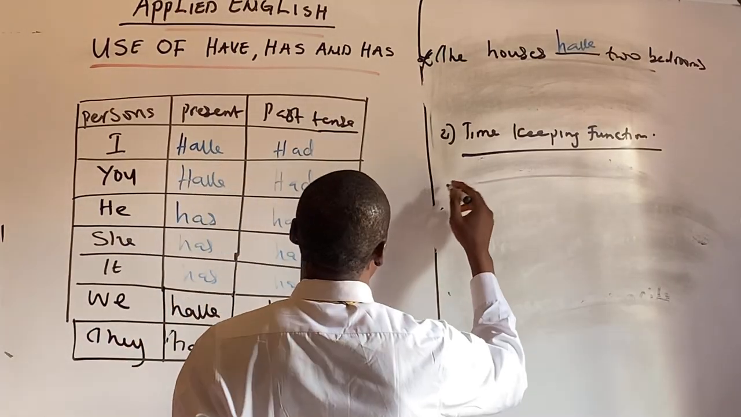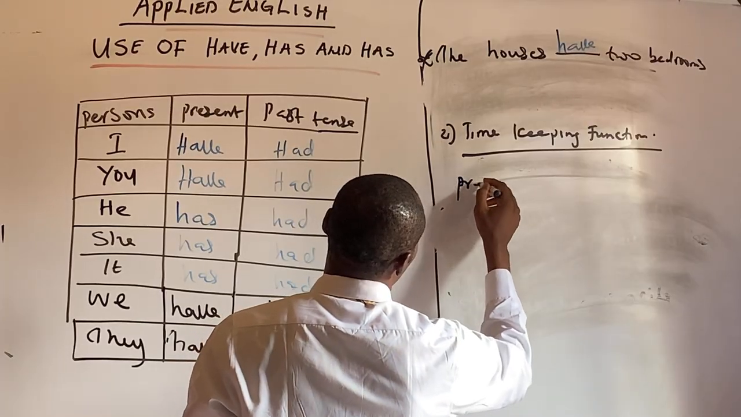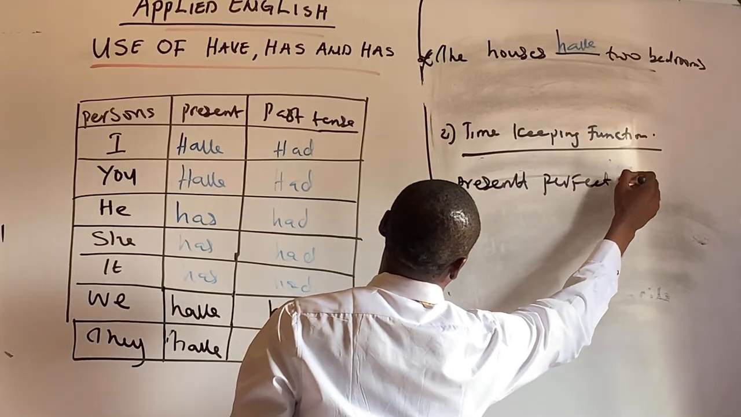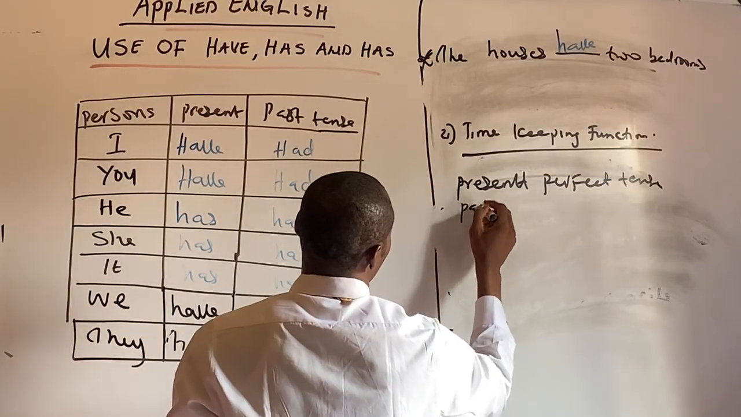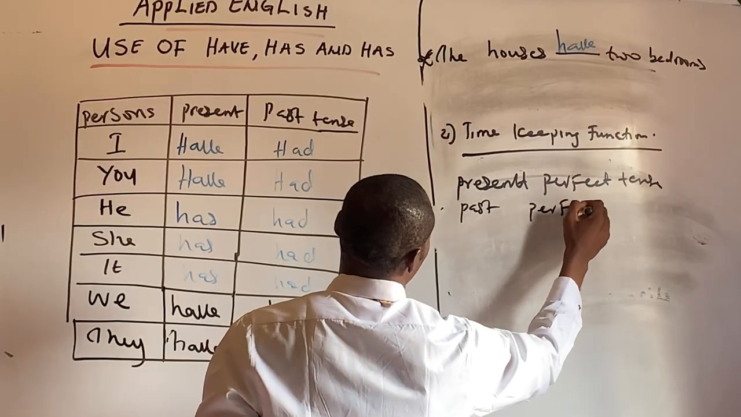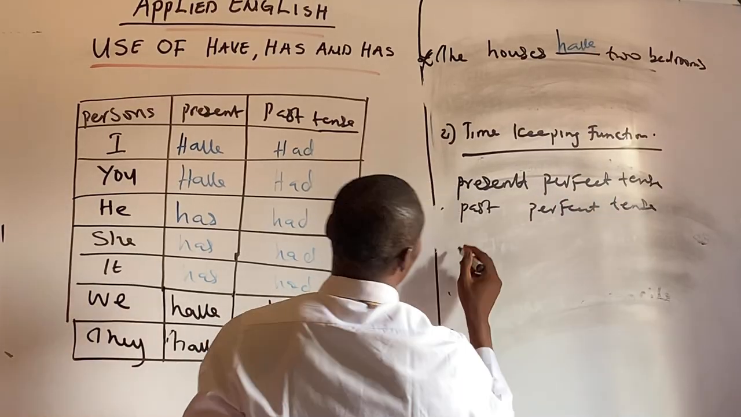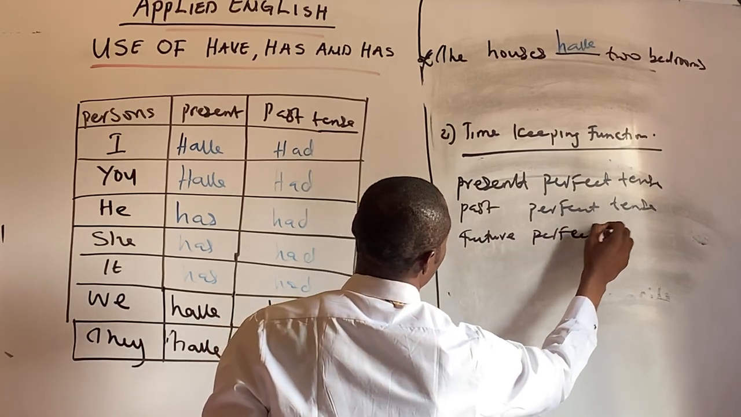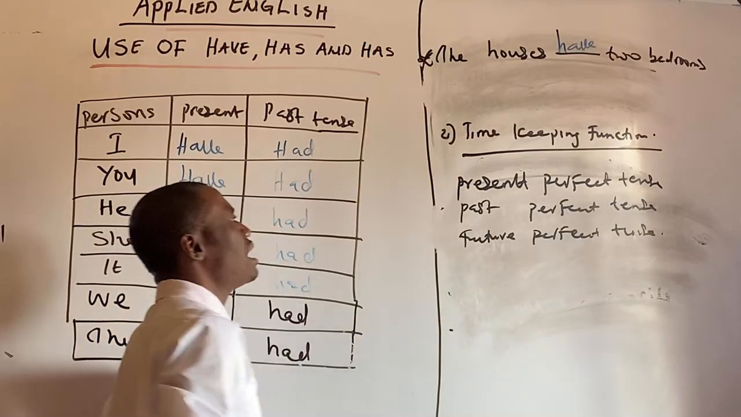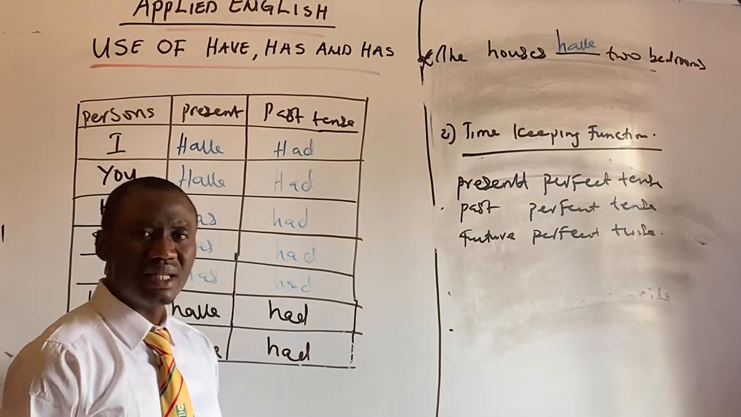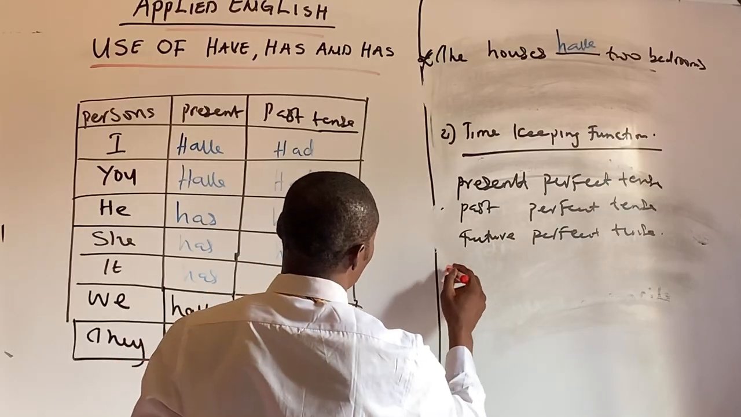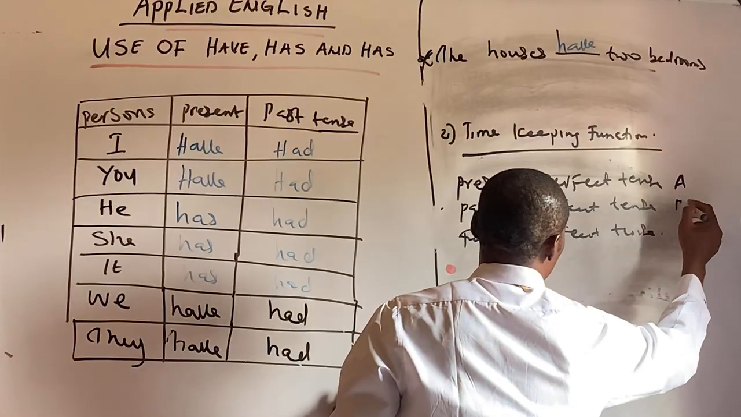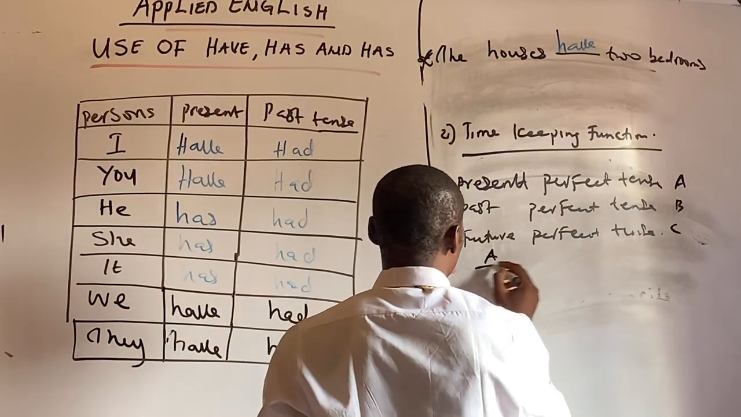Number one, we have the present perfect tense. We have the past perfect tense. We have the future perfect tense. Now let's deal with the first one. The first one is the present perfect tense. Now, how do we illustrate that? For the present perfect tense, let's call this A. Let's call this B. Let's call this C. So we're dealing with A.